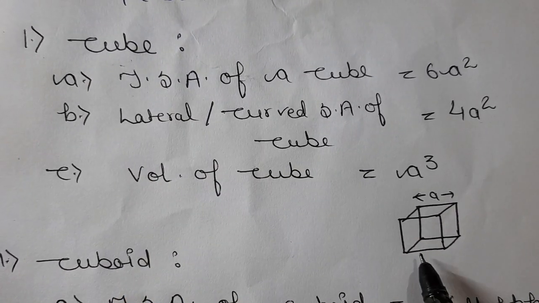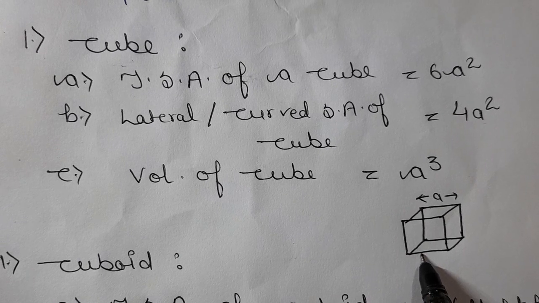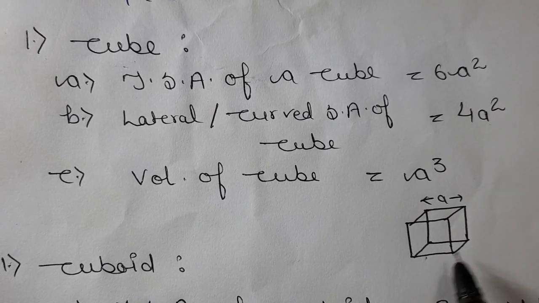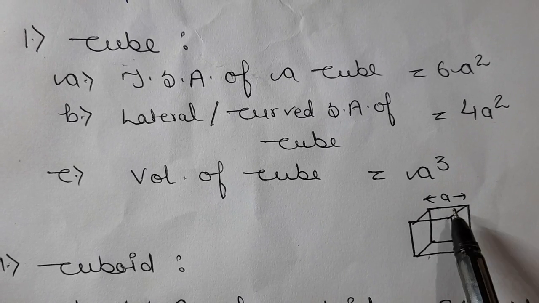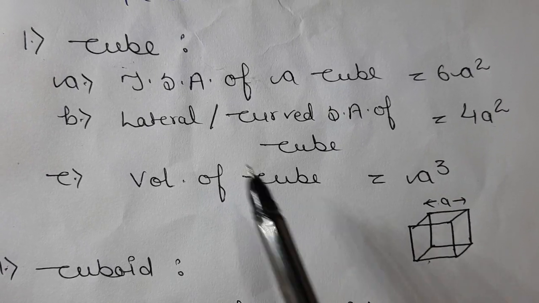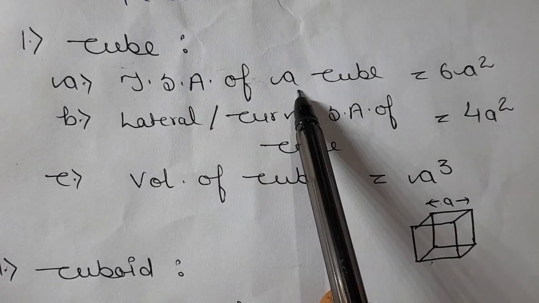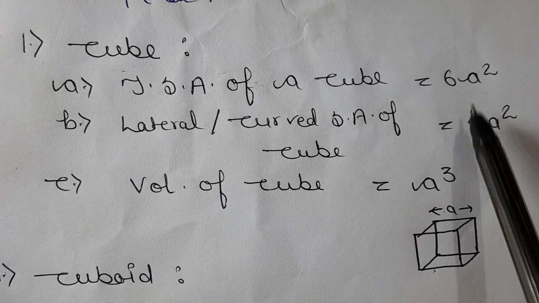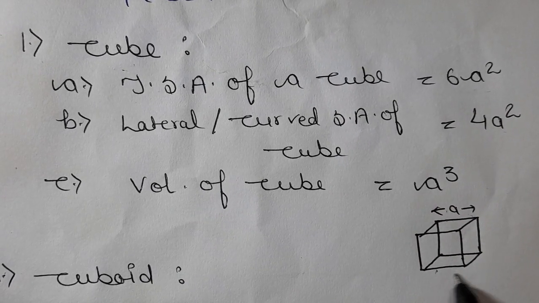And what is cube? Cube is a three-dimensional structure in which all the sides are equal. So here is the side A. So total surface area of a cube, that is equals to 6A square, because in cube we have 6 faces.